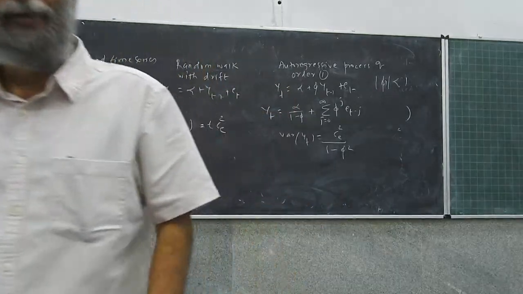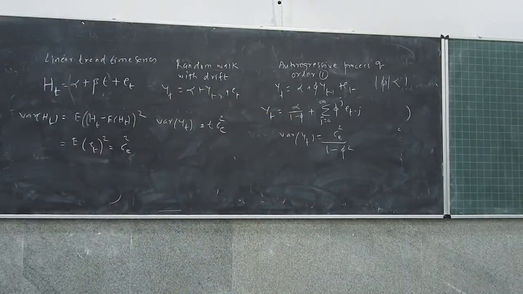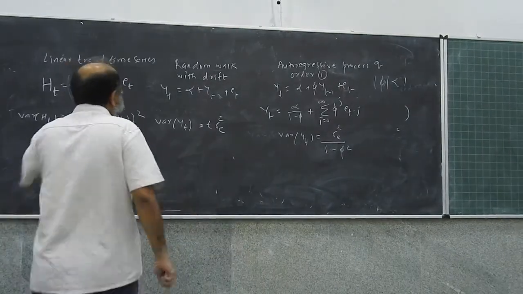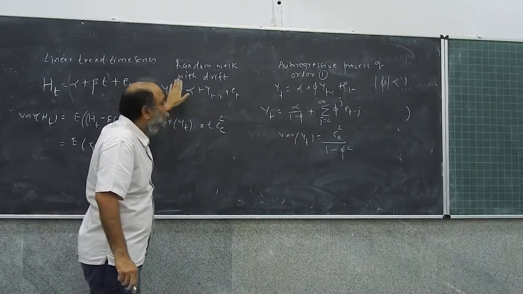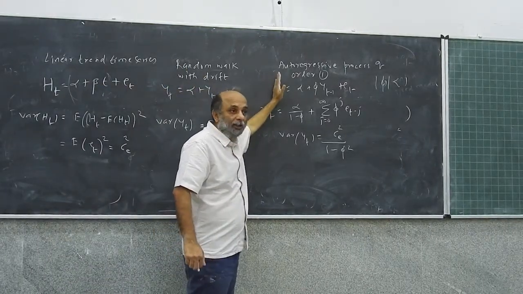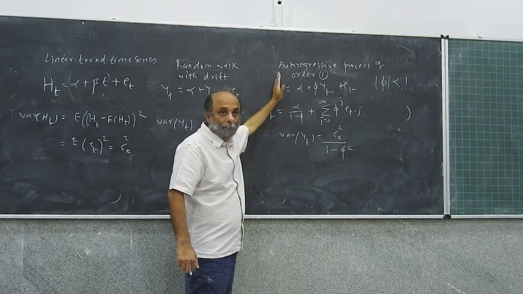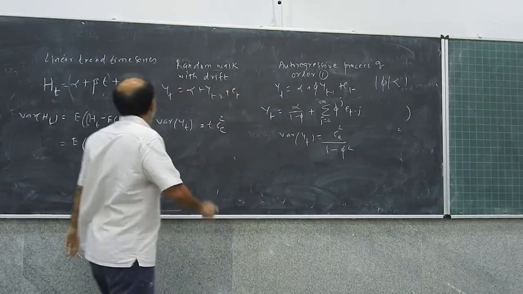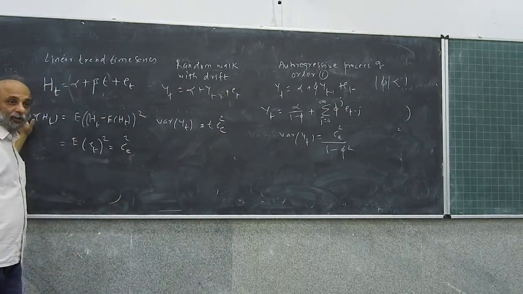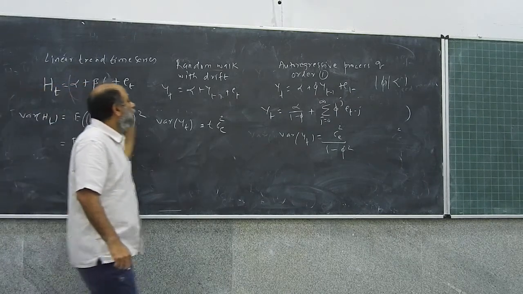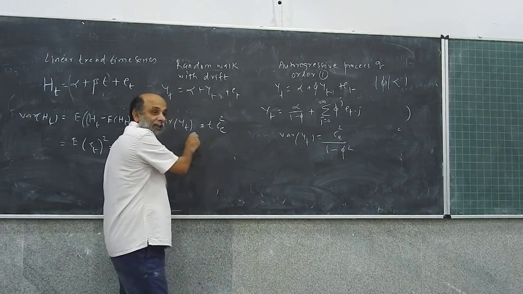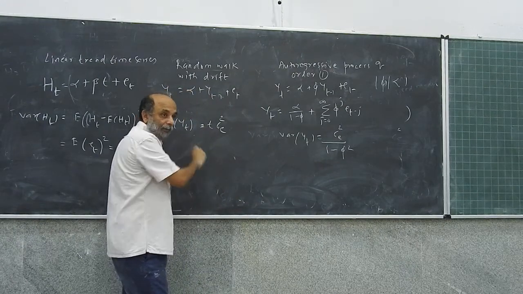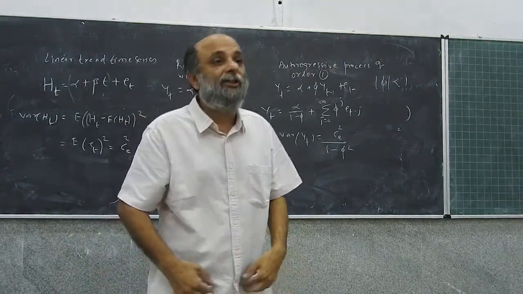Which is a function of time or which is not a function of time? Not a function of time. So now you see the mean here changes in time. The mean here changes in time. The mean here does not change in time. Okay? The variance here does not change in time. The variance here does not change in time. The variance here changes in time. Right? The variance here changes in time.